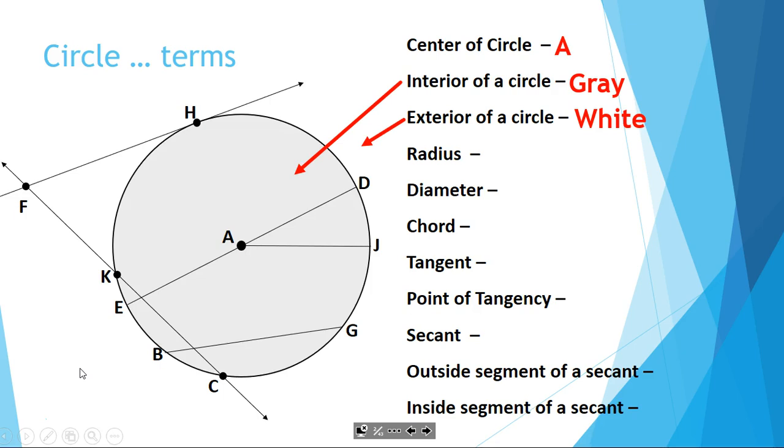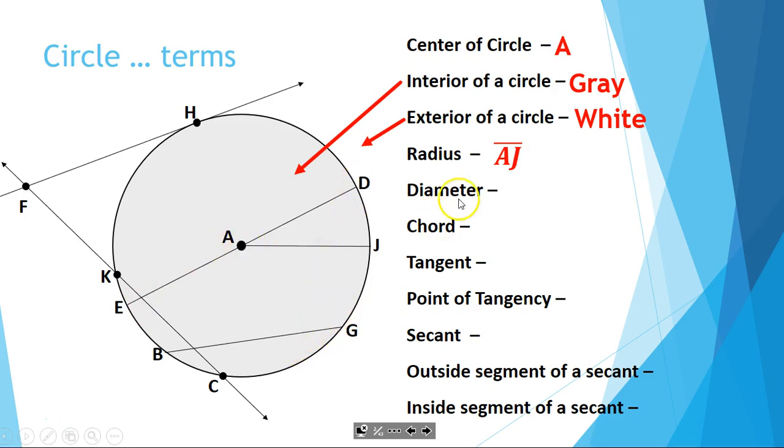A radius is a segment that goes from the center of the circle to the circle. We have 3 of these in the drawing, but I want to know the one that is just a radius, and that one is AJ here. If you notice from A to J here. The other 2 are AE and AD, but those are also something else.